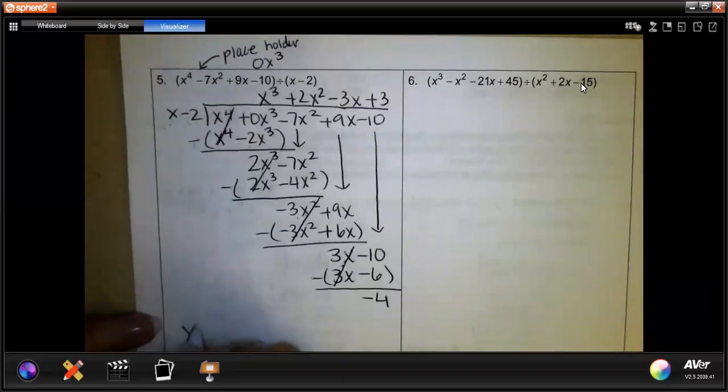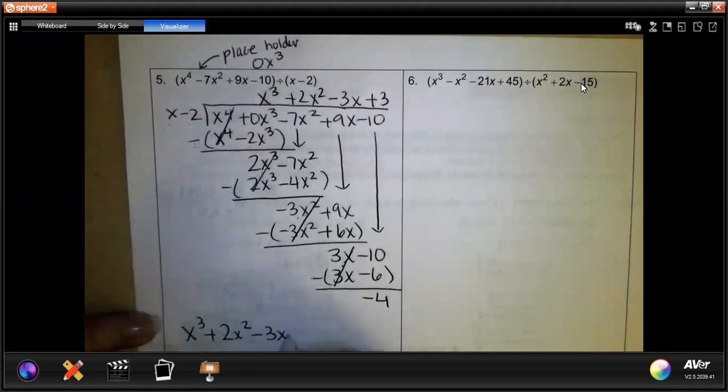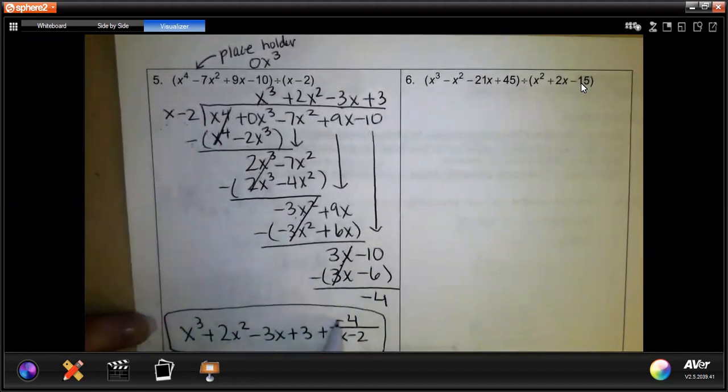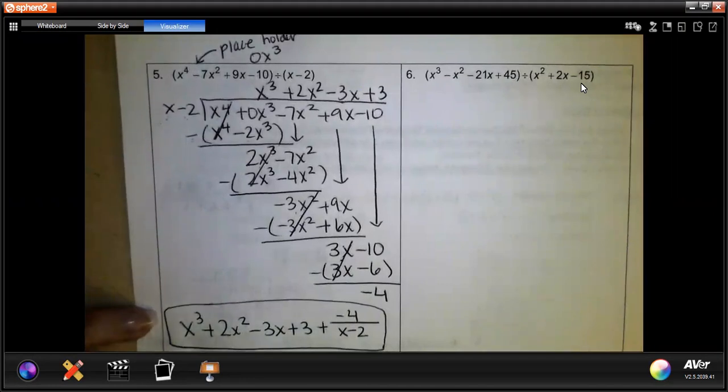So our answer is x cubed plus 2x squared minus 3x plus 3 plus a negative 4 over x minus 2. You can see this with that negative out here instead of putting it there. But once we have remainders that are bigger, sometimes it gets a little bit confusing with signs. So I show it to students like this with the negative just so that they don't make a mistake with the signs.